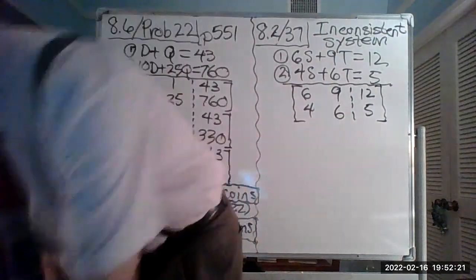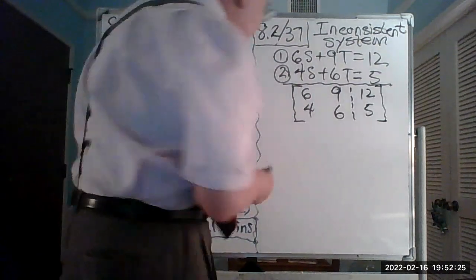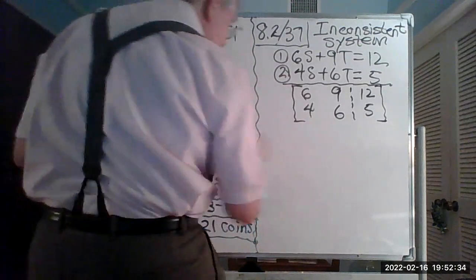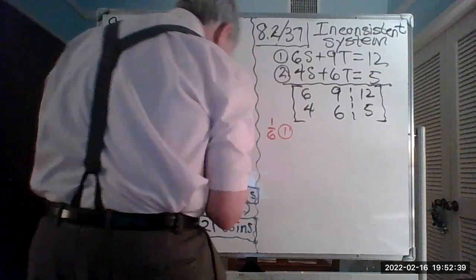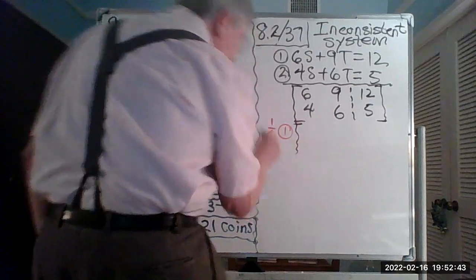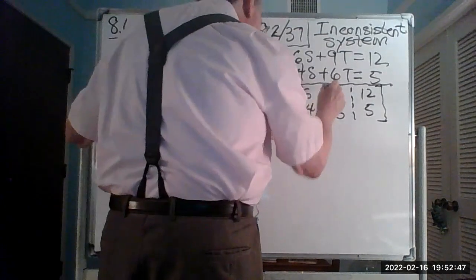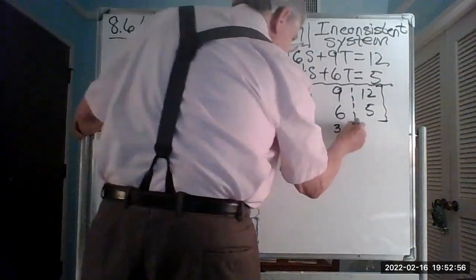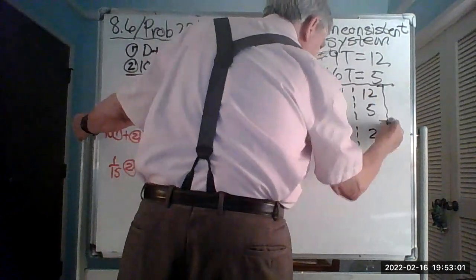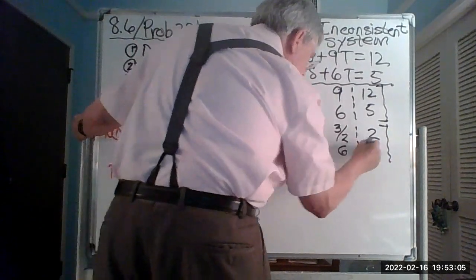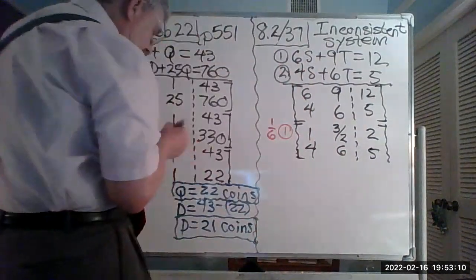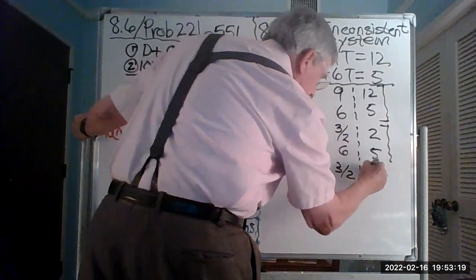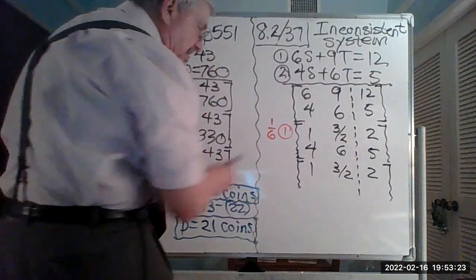Okay. Good. So I want to get that upper left-hand one first. So down here, I'm going to go 1/6 of row 1. So 1/6 of 6 is 1. That's good. 1/6 of 9 is 3 halves. So that's 9/6, which is 3/2. And 1/6 of 12 is 2. Then I got 4, 6, 5. Okay. So now my top row stays the same: 1, 3/2, dash, dash, dash, dash, 2. So I want to use this one to make that 4 a 0.